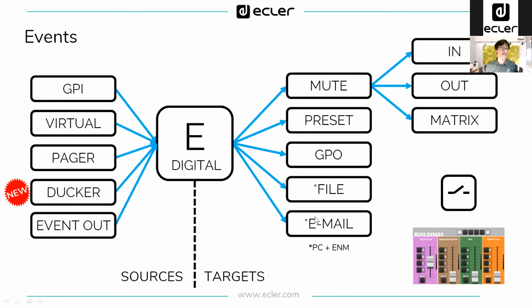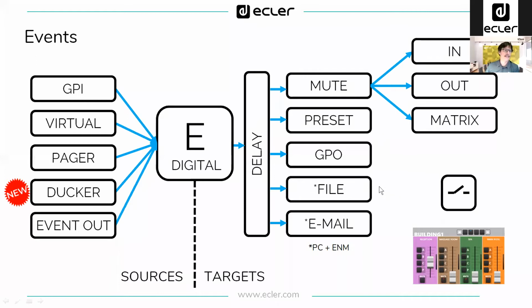And the second one is sending an email. A WPNet Touch cannot send an email, but a PC running EclerNet Manager in deploy mode can send an email to anyone. So besides these 2, the other ones are very common.